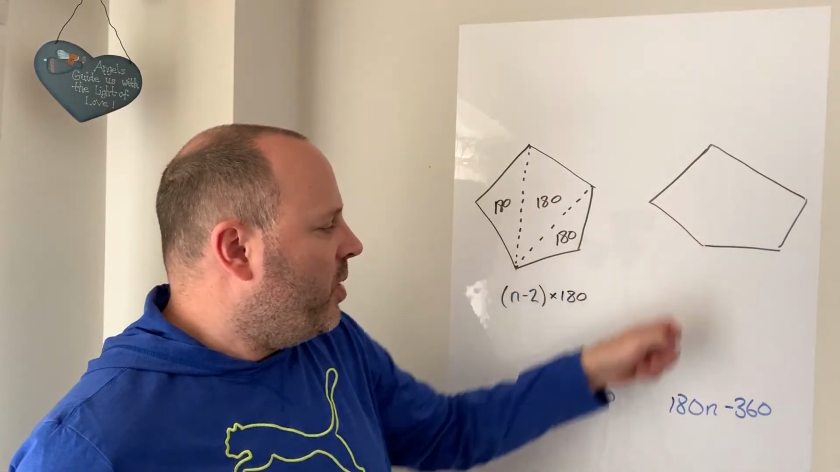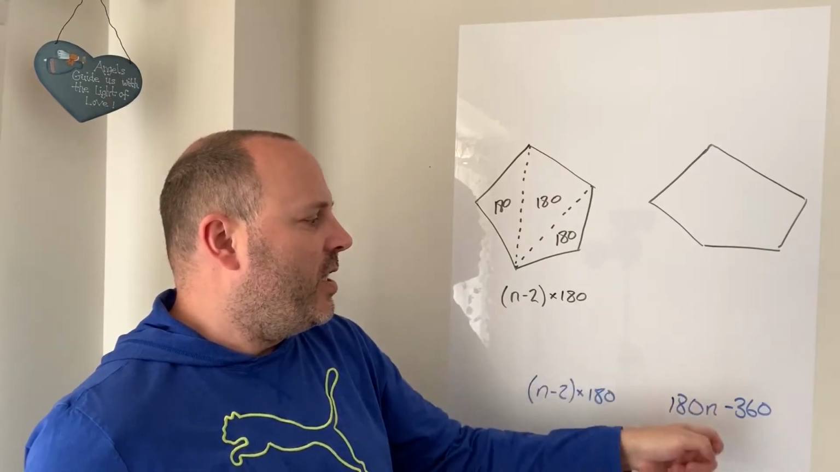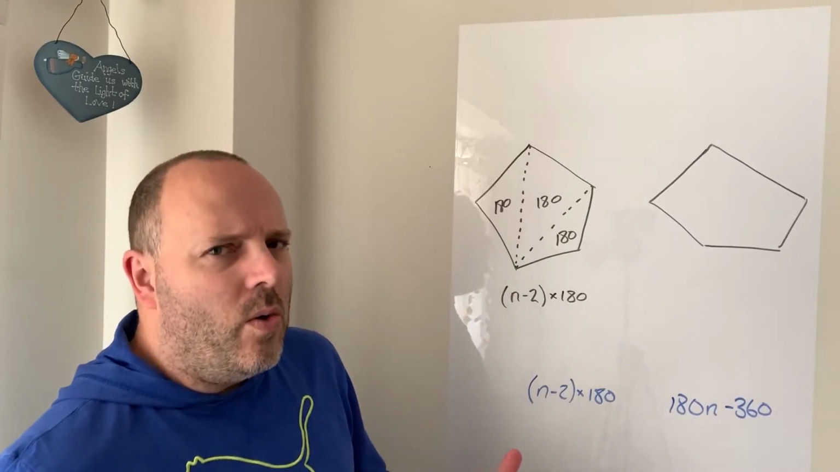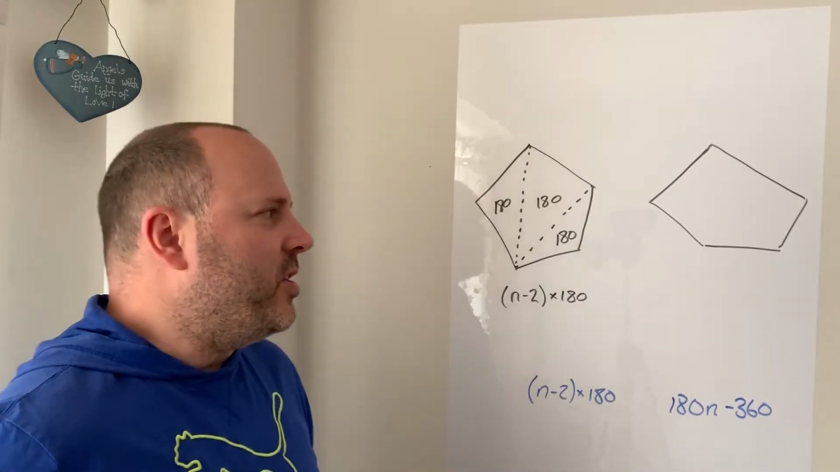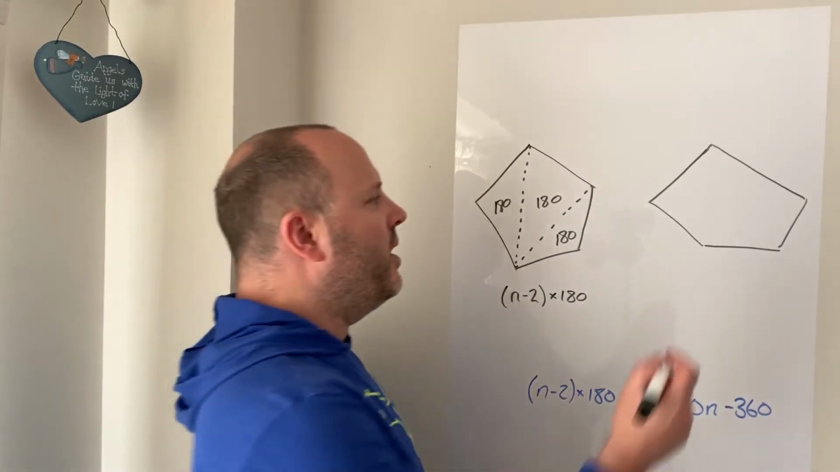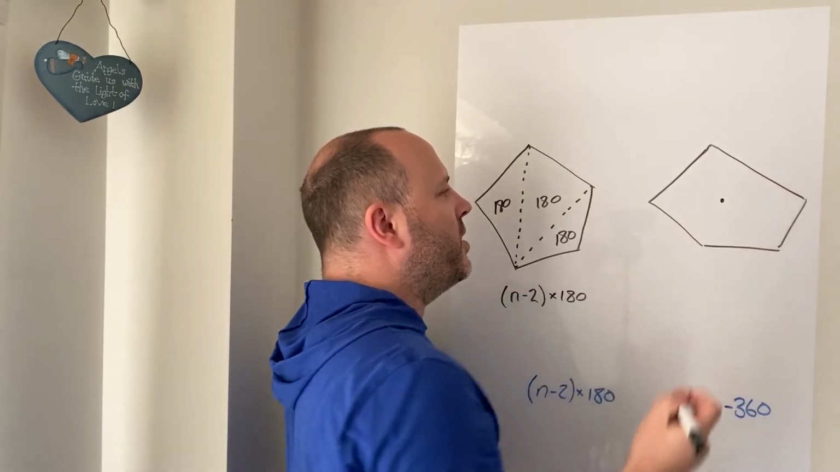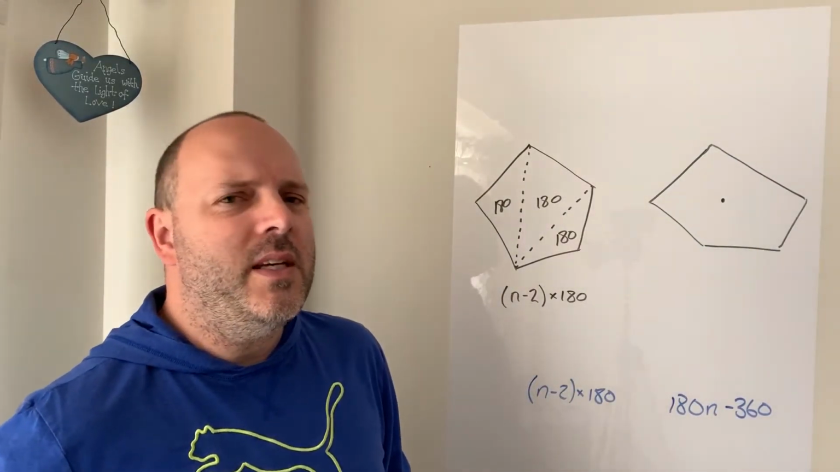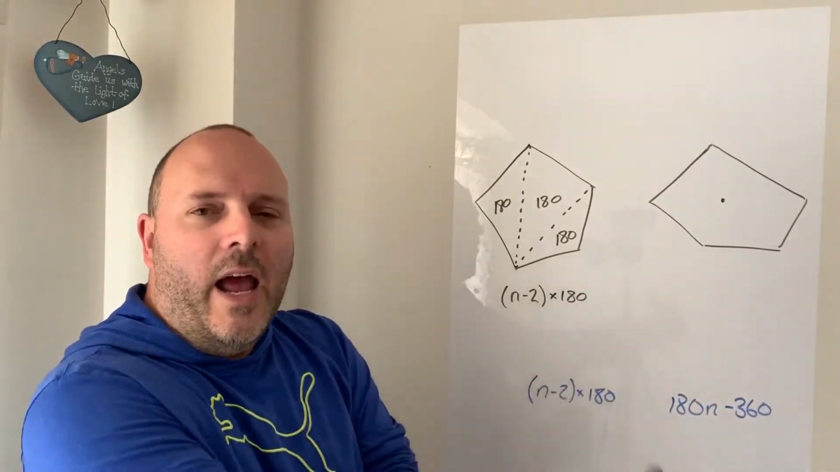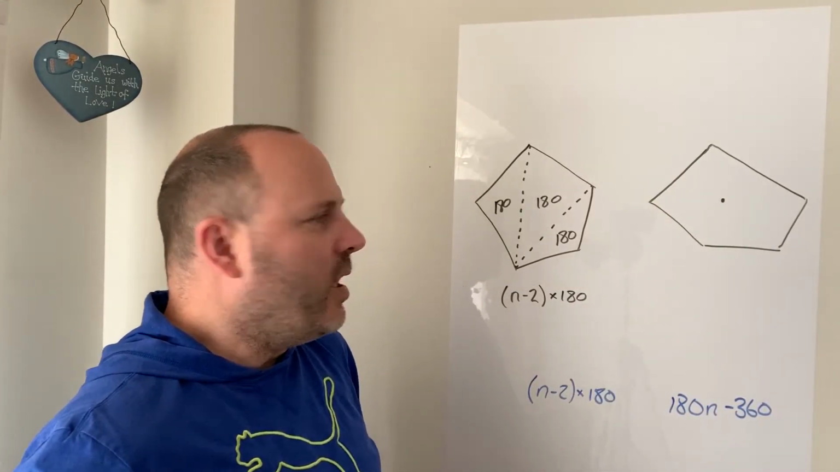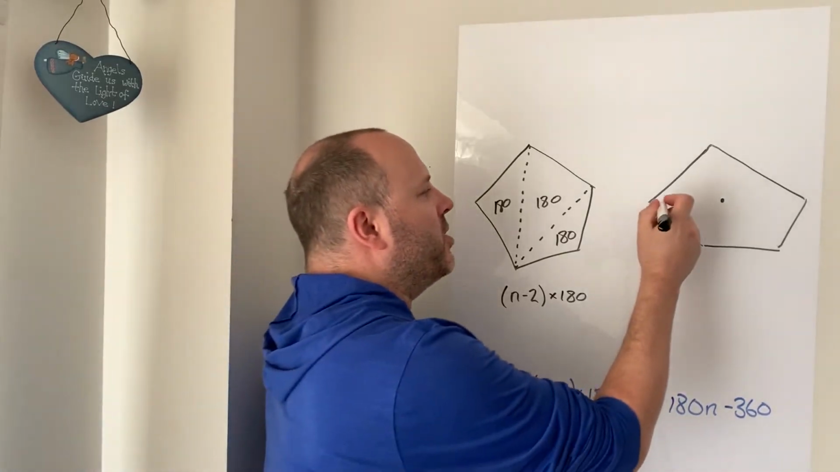Now, what about this one? 180 times the number of sides minus 360. Why does that formula work? I'm going to just put a new point somewhere, anywhere in the middle of this polygon. So let's go right there. It doesn't have to be the exact middle, just somewhere inside the polygon. Now I'm going to divide the polygon into triangles from that point. So something like this.